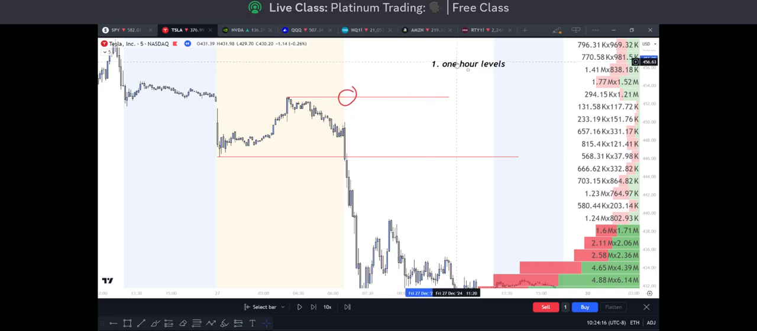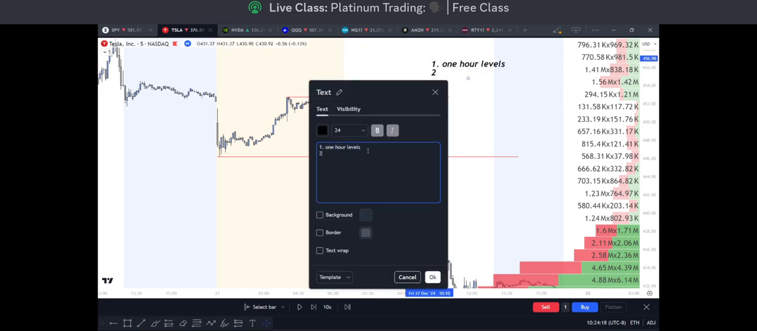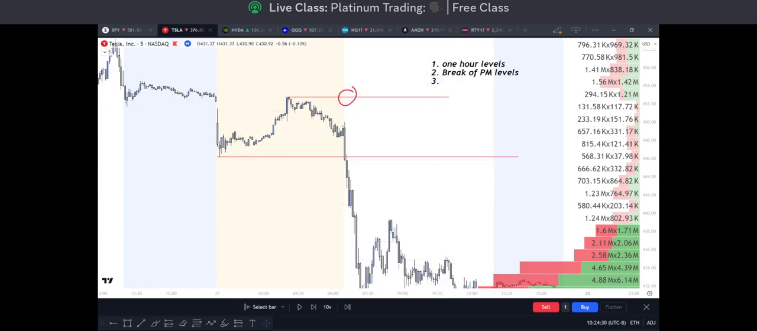So number 2 is going to be waiting for a break of the pre-market levels. That's number 2. So we have the levels figured out, and we have a break of those levels. Are we clear on that? Perfect.